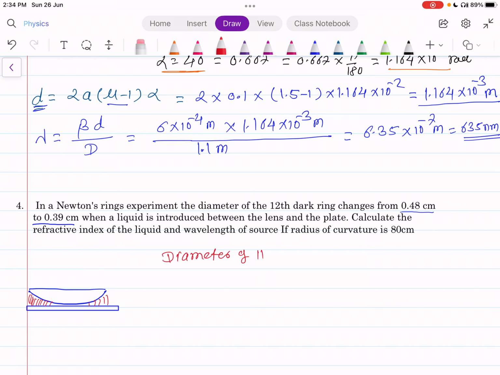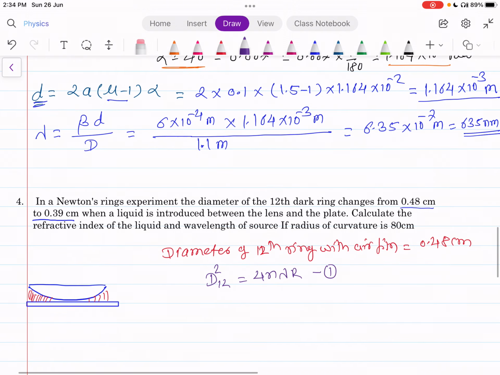Diameter of the 12th ring with air film, which is 0.48 centimeter. And we can write the equation for this diameter of the dark ring. You know that the diameter square of the 12th ring is equal to 4n lambda R. Let us say this is equation 1.